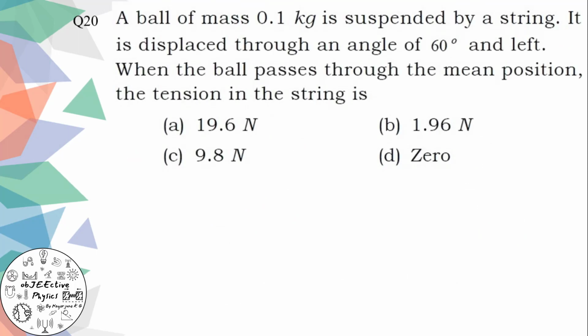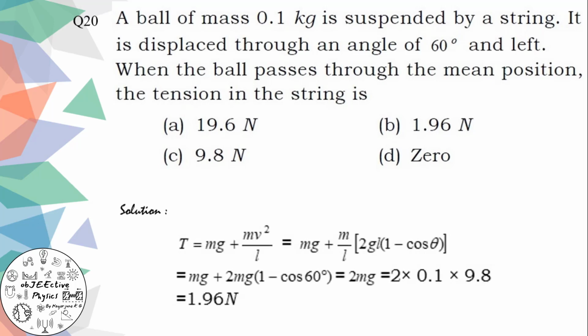A ball of mass 0.1 kg is suspended by a string. It is displaced through an angle of 60 degrees and left. When the ball passes through the mean position, the tension in the string is? Solution: T is equal to mg plus mv square by L, that is equal to mg plus m by L into 2gL into (1 minus cos theta), that is the v square value. By substituting the given values in the question, we will get the answer 1.96 newtons.